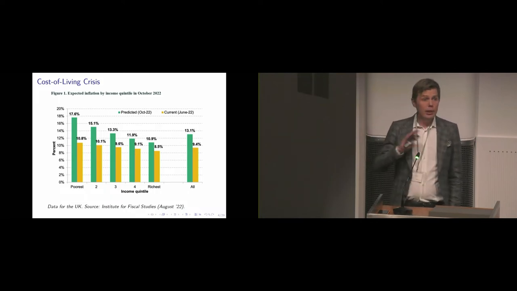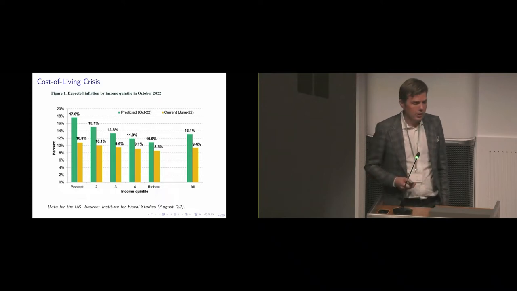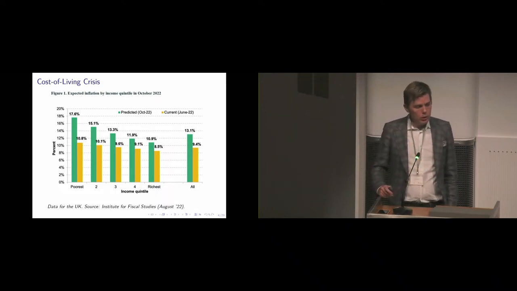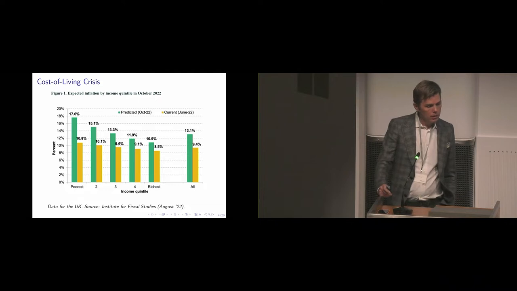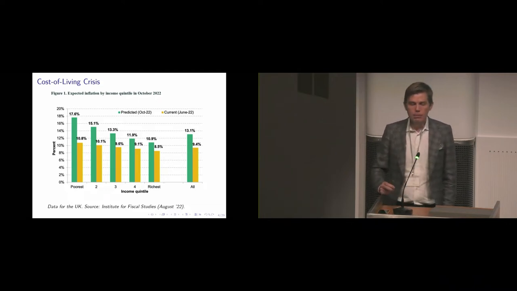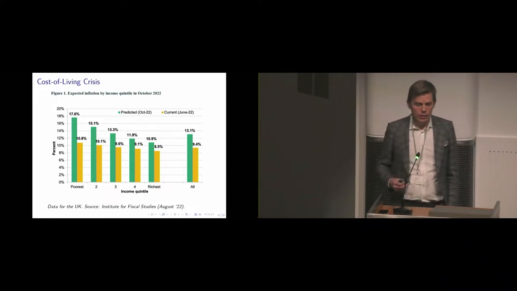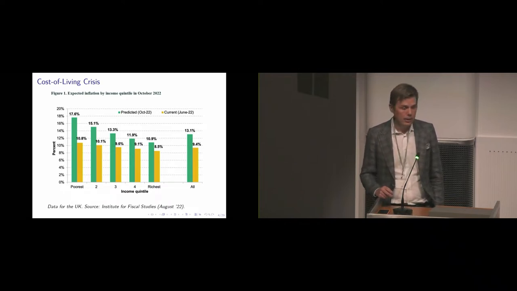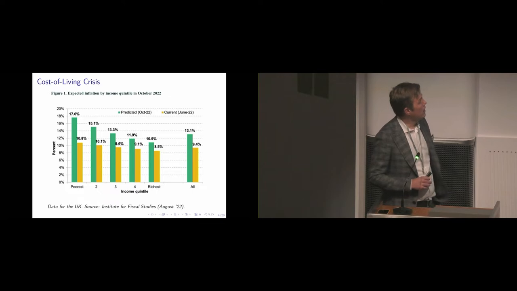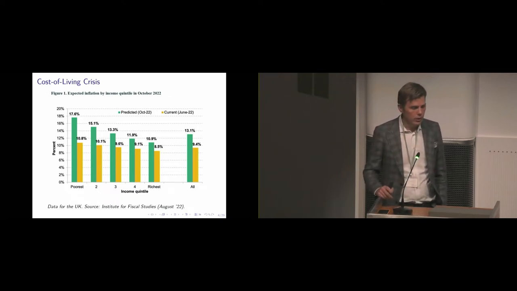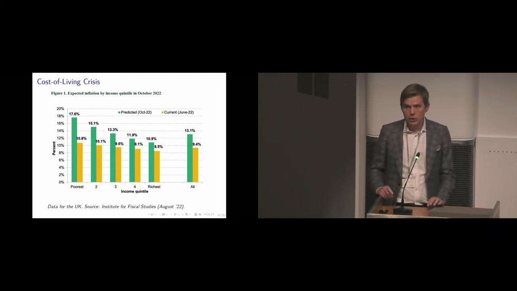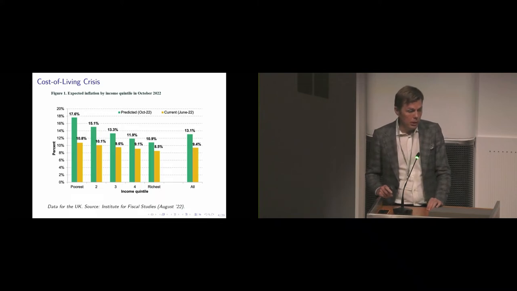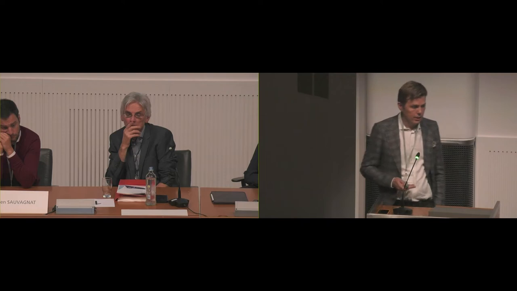These data, by the way, are all for the United Kingdom, so our current application is to the UK. What's shown here is inflation rates by income quintile. What we see is that the poorest have higher inflation rates exactly because they spend more on those categories that saw the highest increases in prices. What's also shown here is a prediction for the fall by the Institute for Fiscal Studies in the UK, which suggests that this gap in inflation rates may strengthen quite a bit in the coming months, and it might already have happened to a large extent.